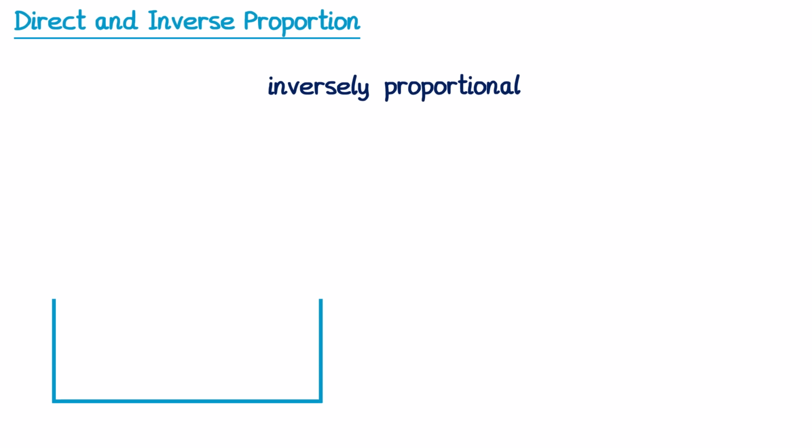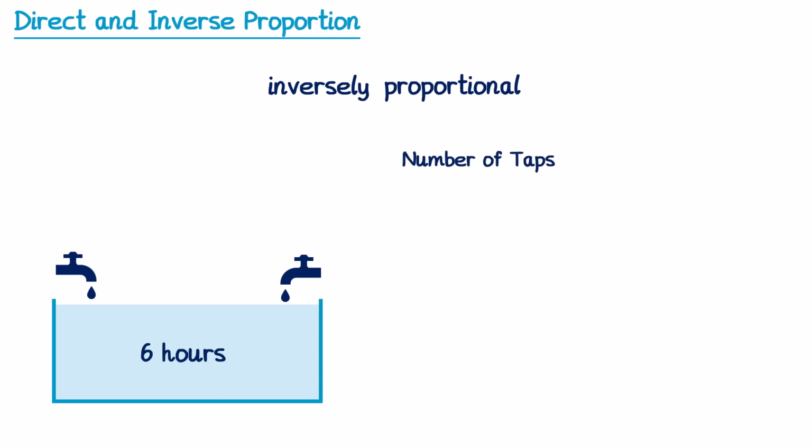Imagine we had a swimming pool, and there were 2 taps that could fill this pool. We turn on both of these taps and they both add water at the same rate, which fills up the pool, and let's say it takes 6 hours. Let's have a look at the number of taps and how long it takes to fill. So the number of taps here was 2 taps, and the time it took to fill that pool was 6 hours.